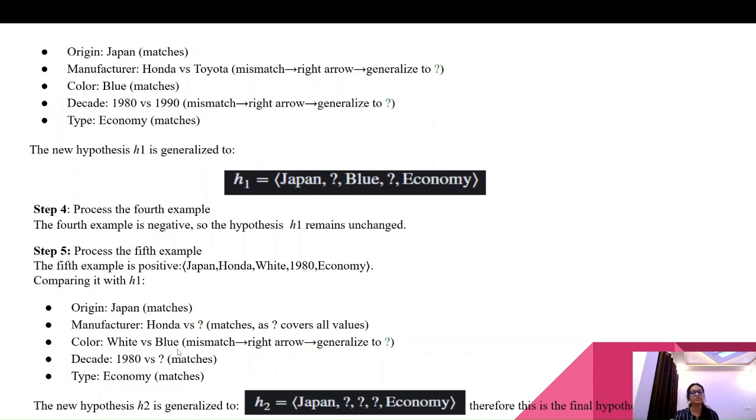Color white versus blue mismatches, hence right arrow and generalize to question mark. Decade 1980 versus question mark matches because it covers all the values. Type economy also matches. The new hypothesis H2 is generalized to H2 equals Japan, question mark, question mark, question mark, economy. Therefore, this is the final hypothesis.